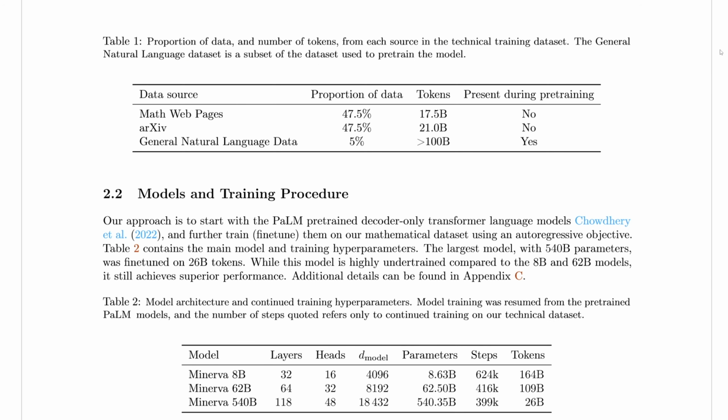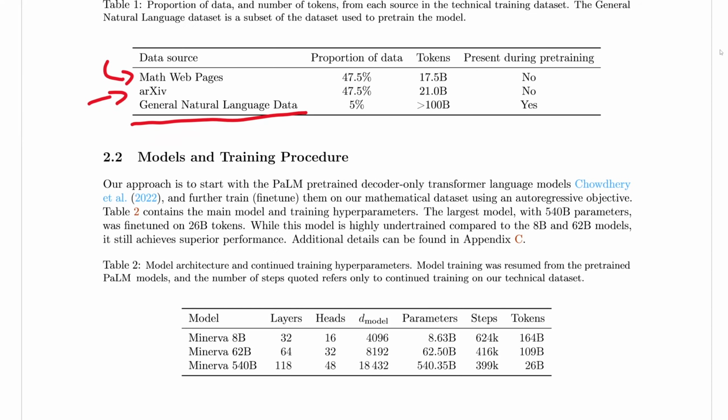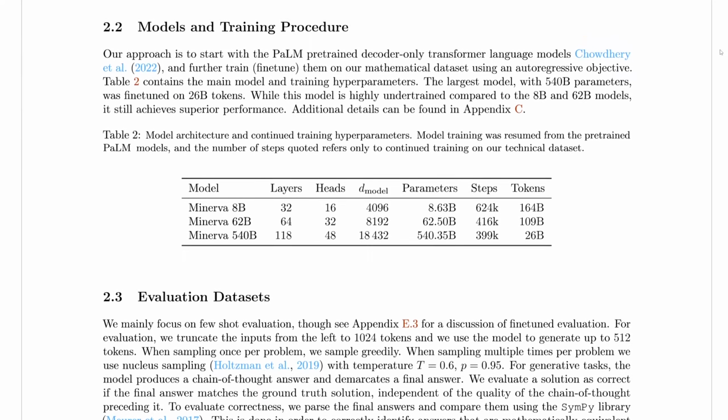The actual breakdown of the training data they end up using is about half math web pages and half arXiv pages, and then a little bit of general natural language data. So this is going to be stuff that isn't necessarily math, just some normal natural language. So that covers the data. Next thing we can get to is the actual model and the training.